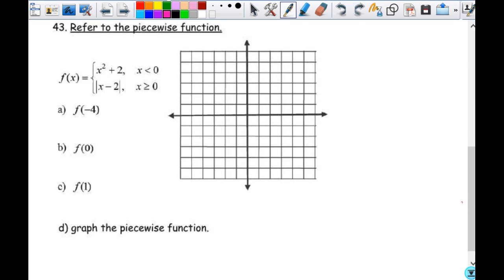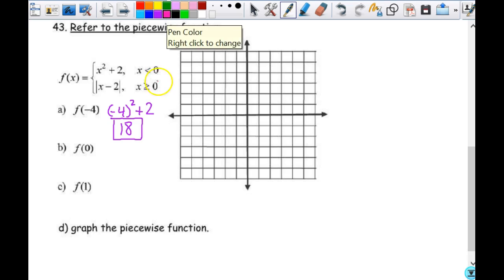Refer to this piecewise function, and I'm going to find these things. So f of negative 4, right? So if x is negative, it's less than 0, I'm using this part right here. So this is going to be negative 4 squared plus 2. So I'm going to get 18.